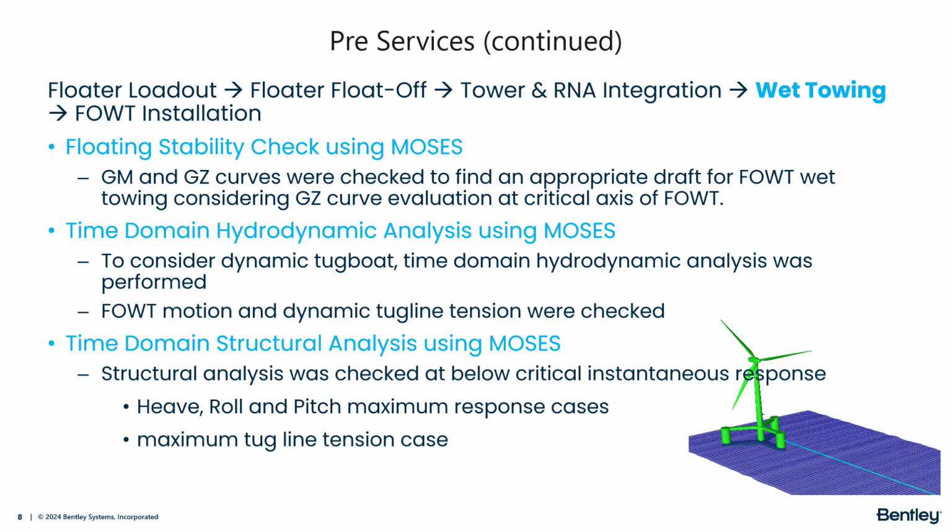After integrating the tower and RNA, the floater needs to be transported to the installation site. There are various methods for transporting it, and in this case, Gentek decided to tow it through the water, a process often referred to as wet towing. To ensure the safety and stability during the wet towing, a series of hydrostatic analyses were performed to determine the optimal draft. GM, the metacentric height, and the GZ, the righting arm, curves were analyzed, taking into account the critical axis, since the semi-submersible is not symmetric.